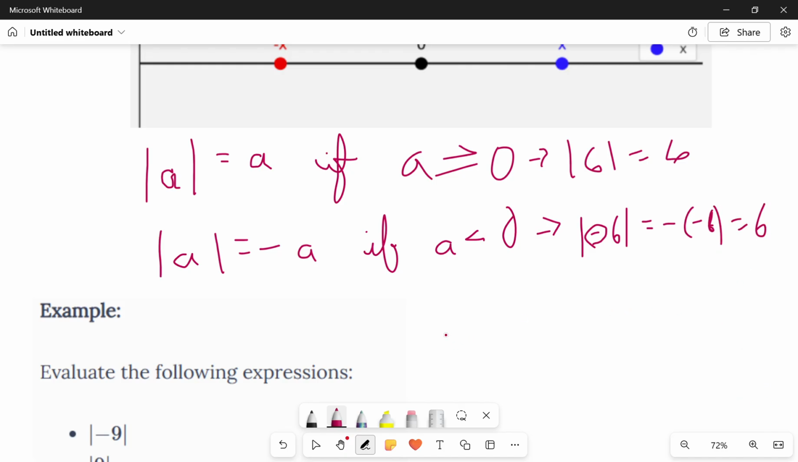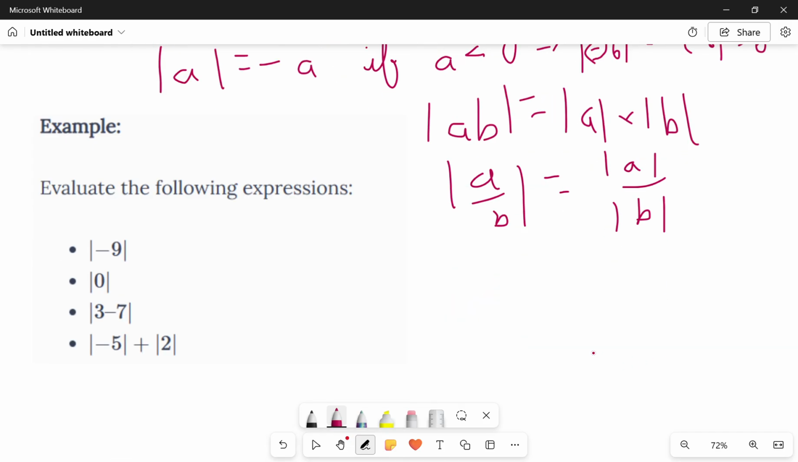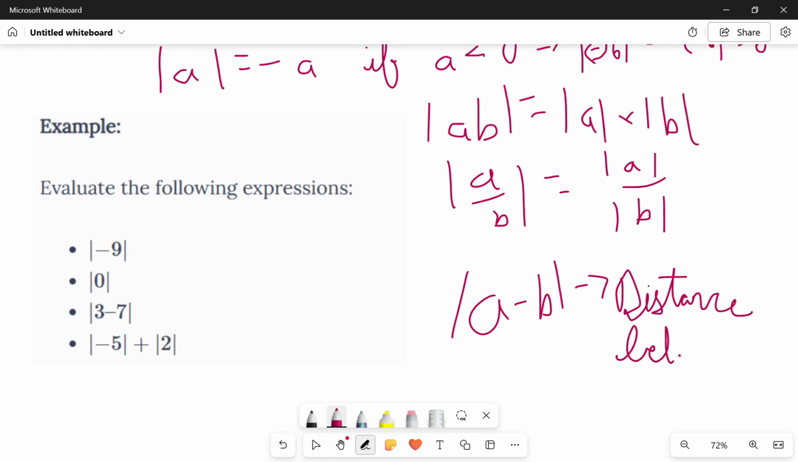Okay, then we have the product rule. The absolute value of A times B is equal to the absolute value of A times the absolute value of B. The absolute value of A over B is equal to the absolute value of A over the absolute value of B, and this |A - B| is the distance between A and B.